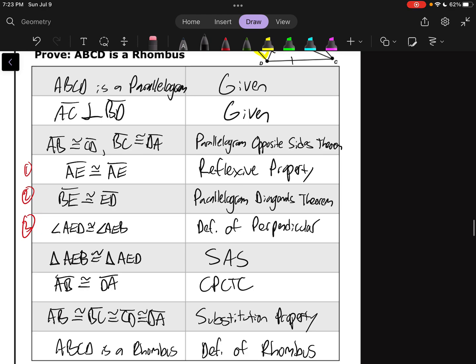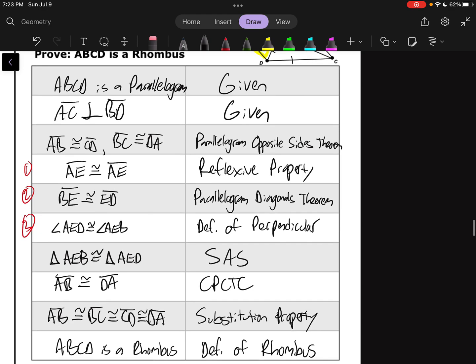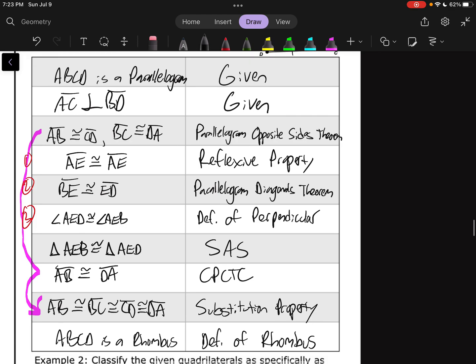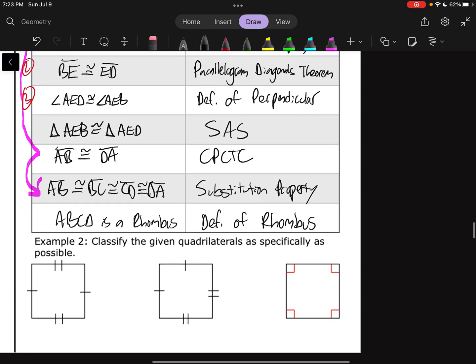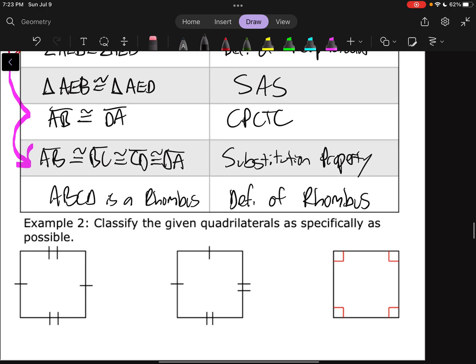So just to make sure that that logic was clear there, I kind of took this step, combined it with this step to get that all four sides are the same. I already knew those opposite sides were the same, and then once I connected the dots by saying that AB is congruent to DA, that meant that all four sides were the same. All right, pretty cool proof. Next part says classify the given quadrilaterals as specifically as possible.